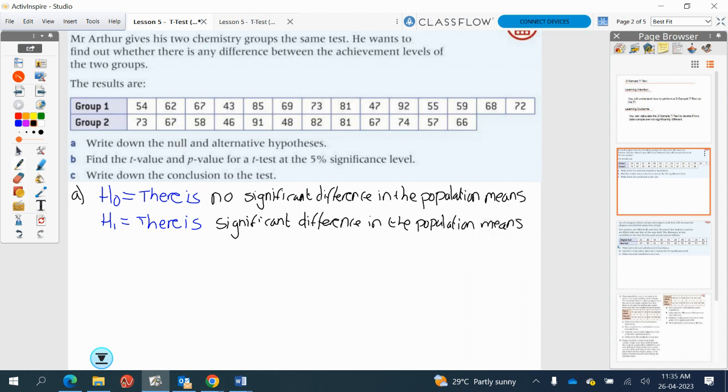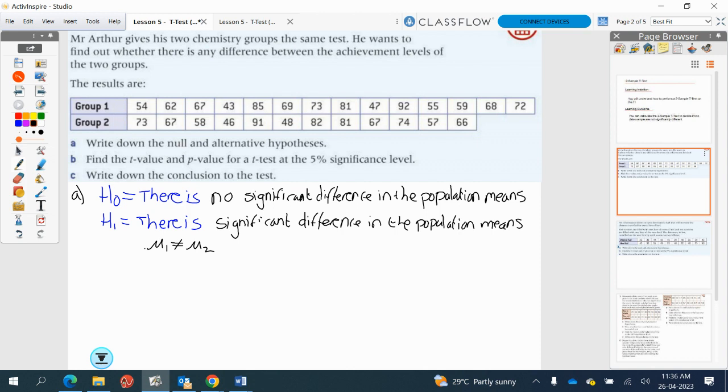Now on this one, that means that H1 is mu1 is not equal to mu2. So mu being the population mean, so the average of all of the people in the group, is not equal to the average of all the people in the other group. Now the population means are not ever actually going to be perfectly equal, but on a statistical level, the amount of variation is beyond what would be expected with natural variation.